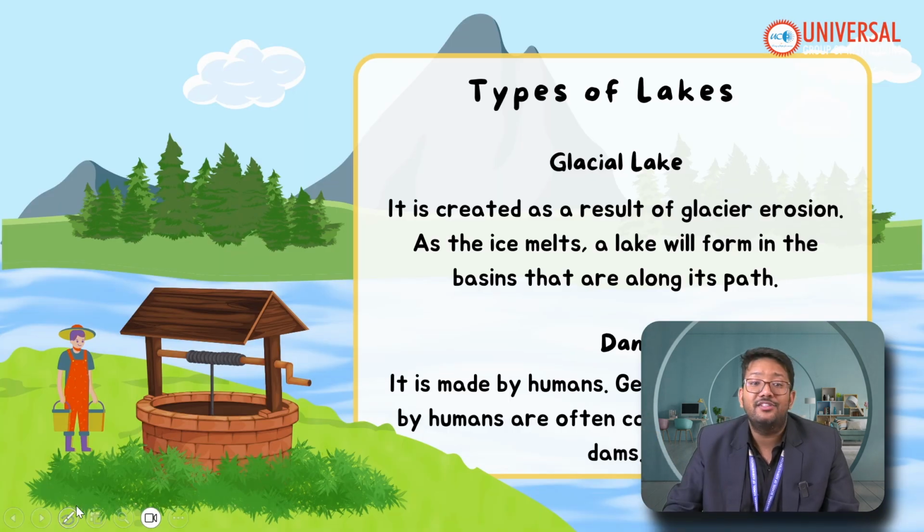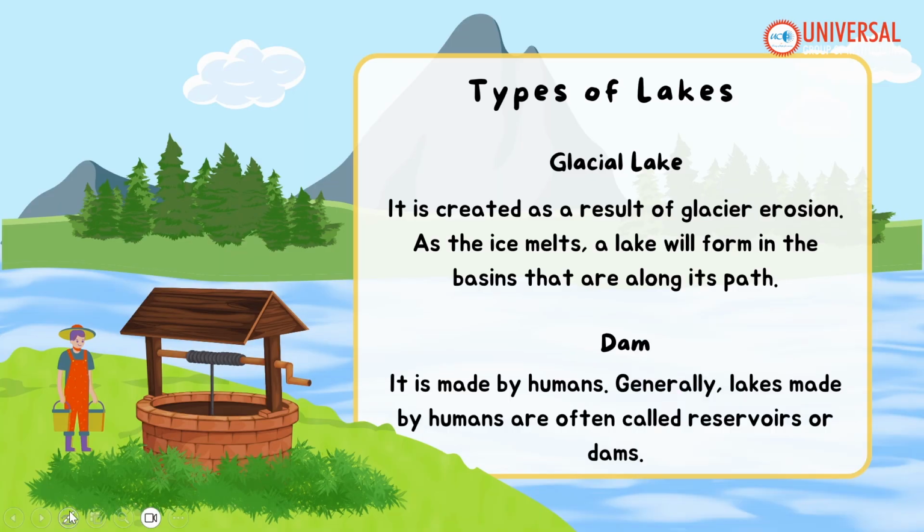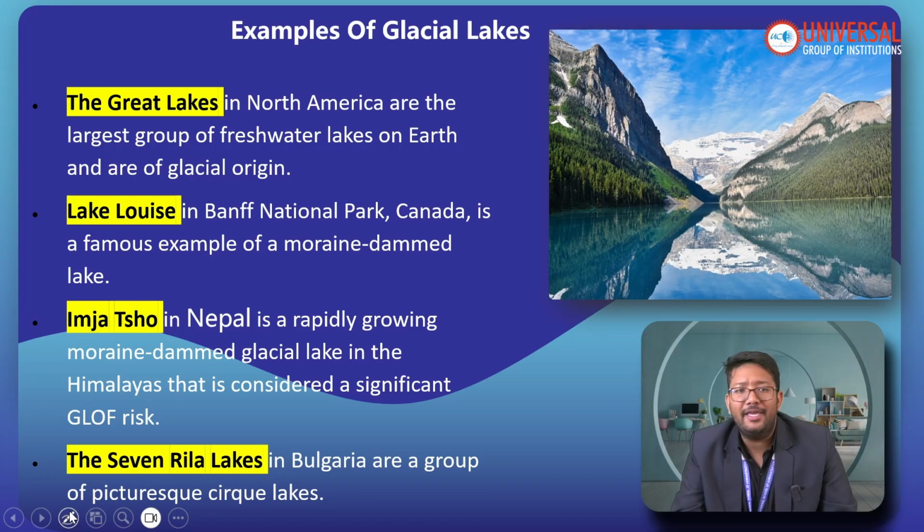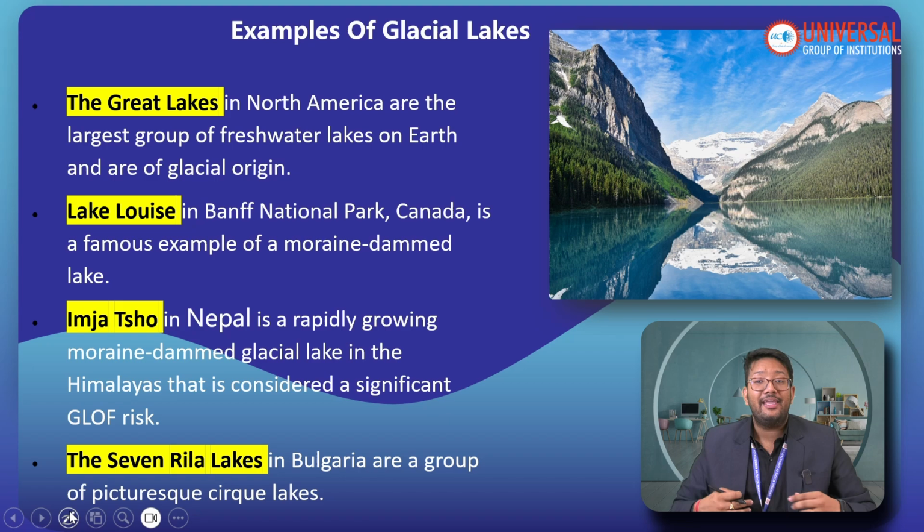Then comes glacial lake. Okay, glacial lake, again the result of glacial erosion. As the ice melts, a lake will form in the basins along its path. Basically, when the glacier melts, such types of lakes will be formed. Examples are the Great Lakes, Lake Louise, Lake Imja Tsho in Nepal, and the Seven Rila Lakes in Bulgaria. So these are examples of glacial lakes. Okay, you have to remember that.